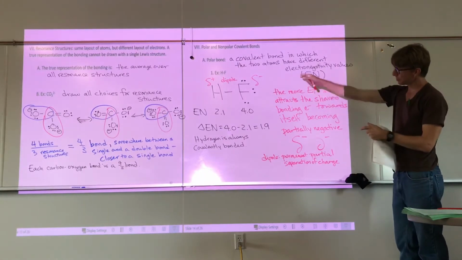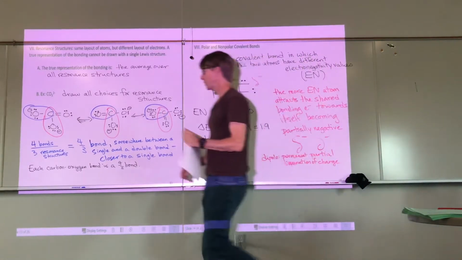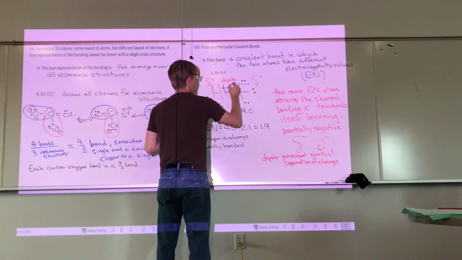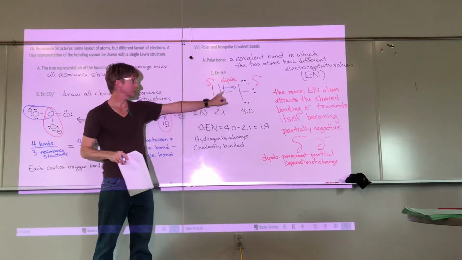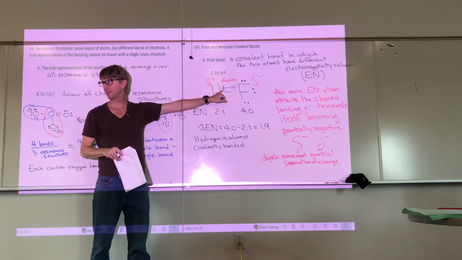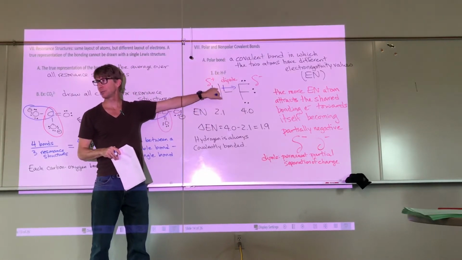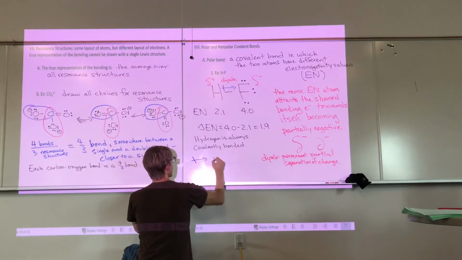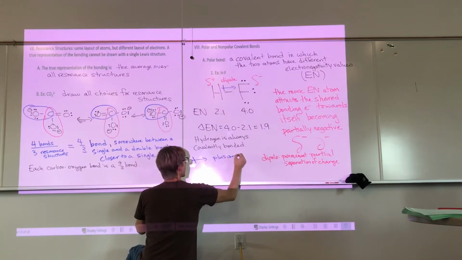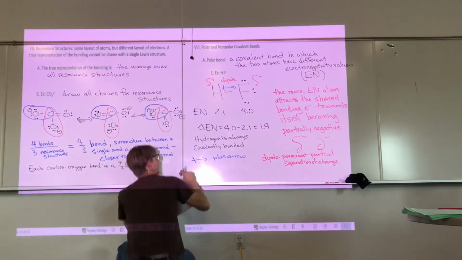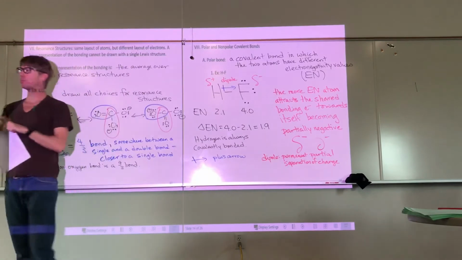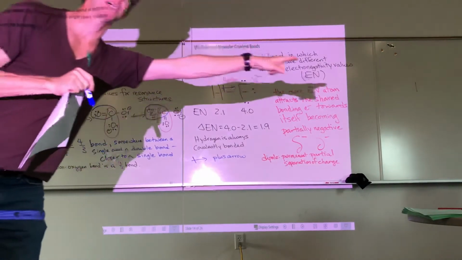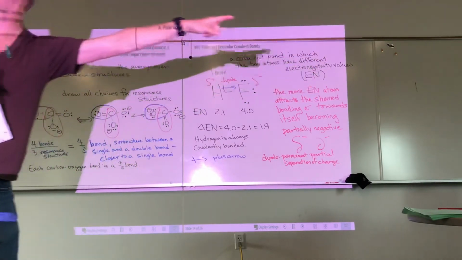One is with the partial plus and the partial negative. The other way is with what's called a plus arrow. And a plus arrow looks like an arrow with the plus on the back of it. The plus goes towards the partial positive atom. And the arrow points towards the partial negative, showing the electrons going towards fluorine.